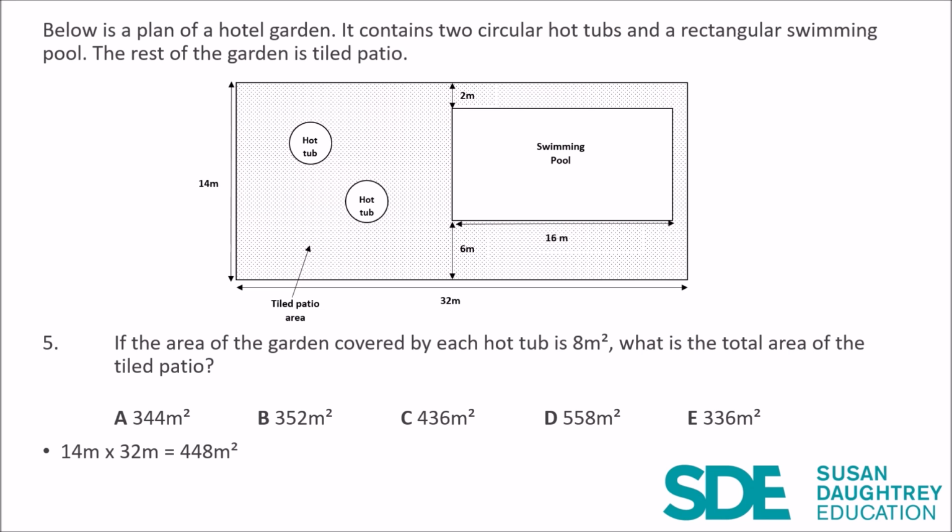We know that the swimming pool takes up an area of 96 metres square and each of the 2 hot tubs 8 metres square each. So our total area of patio must be 448 metres square minus the area of the swimming pool plus the hot tubs. And take that away from the 448 leaves us with 336 metres square of just patio. So my answer would be E.